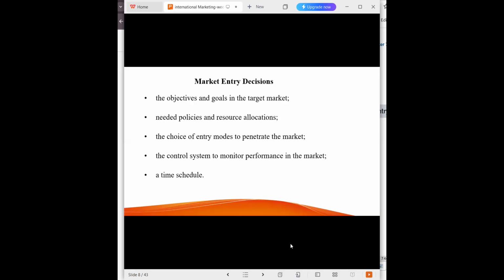So here it is saying that the objectives and goals in the target market are very important. You need to have an objective and goal for why you want to enter that market. It's quite important. I'm going to give an example that is outside the agricultural sector. I'll first give an example outside the agricultural sector before I bring it back to the agricultural sector. So now let me use IKEA as an example. When IKEA wanted to expand, they started in Sweden and they needed to expand their business.